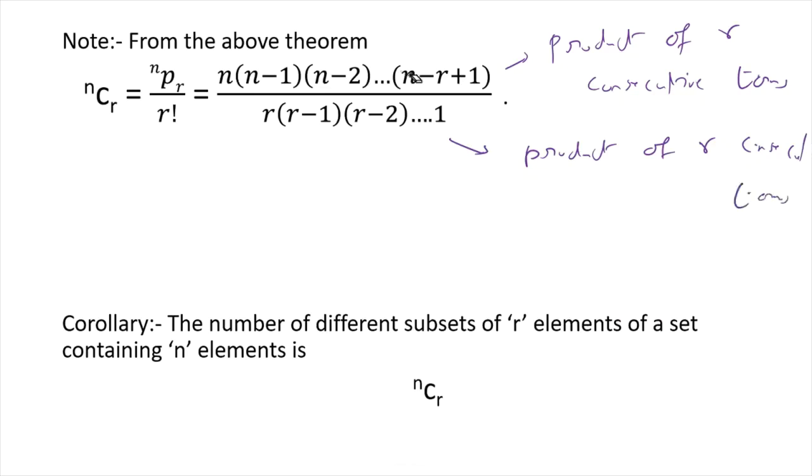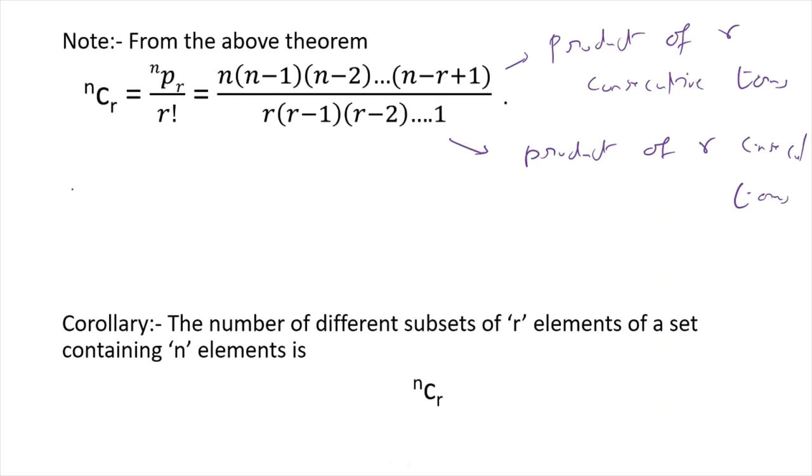But in the numerator, these R consecutive terms, the product of R consecutive terms, start with n. In the denominator, the R consecutive terms start with R. Numerator starts with n and the denominator starts with R, and we have to go up to R places. If you go up to R places, the denominator will hit 1 and the numerator will hit n minus R plus 1.